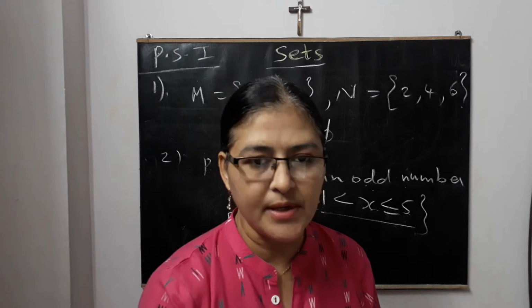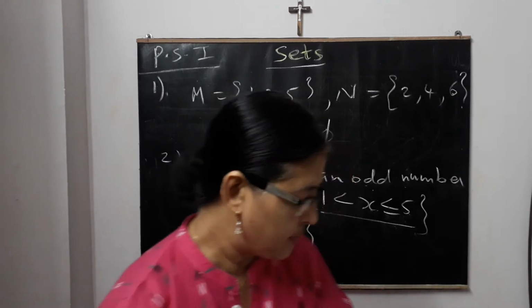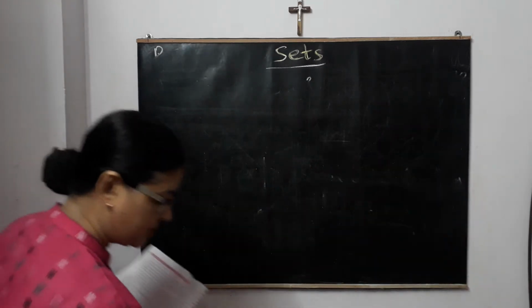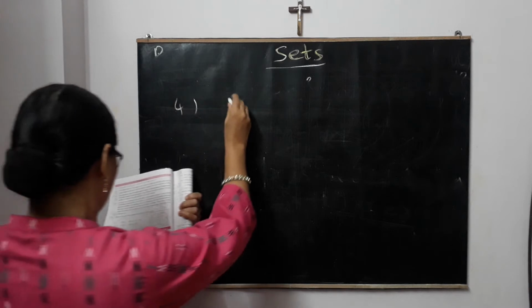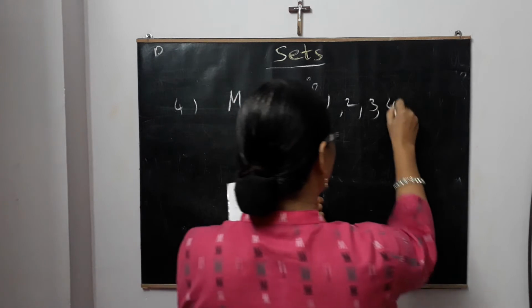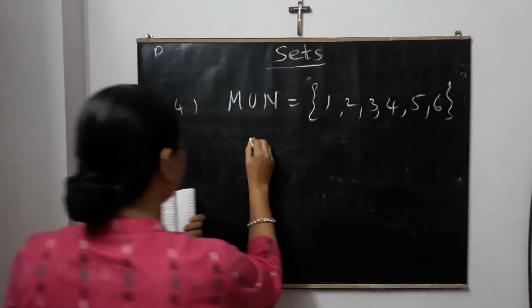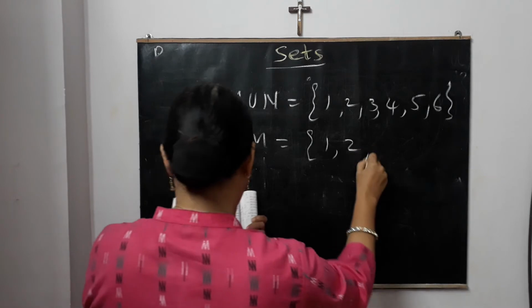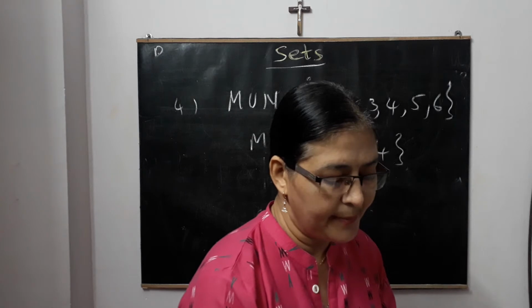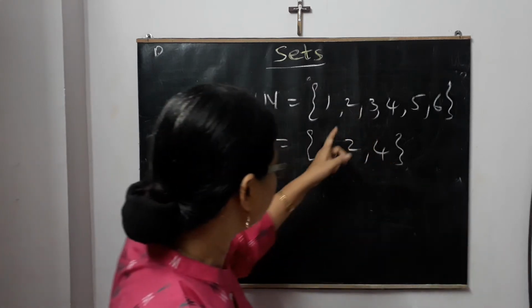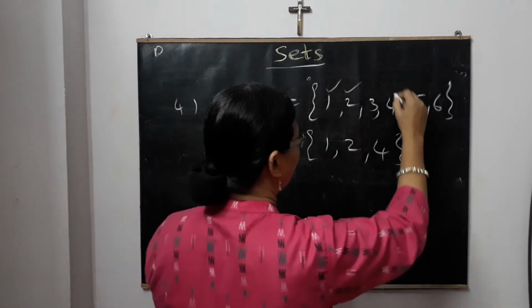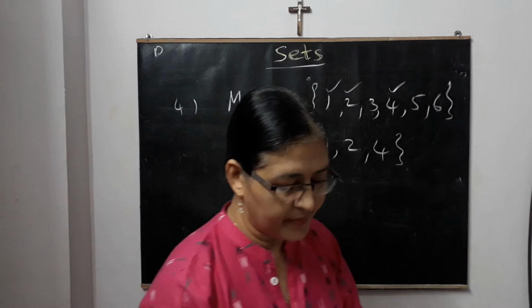Option C. The fourth one: M union N is given as 1, 2, 3, 4, 5, 6, and M is a set of 1, 2 and 4. They have asked which will be the N set. Options are given. M union N is 1, 2, 3, 4, 5, 6, and M is only 1, 2, 4. Which numbers are missing? 1 is gone, 2 is gone, and 4. So 3, 5, 6.